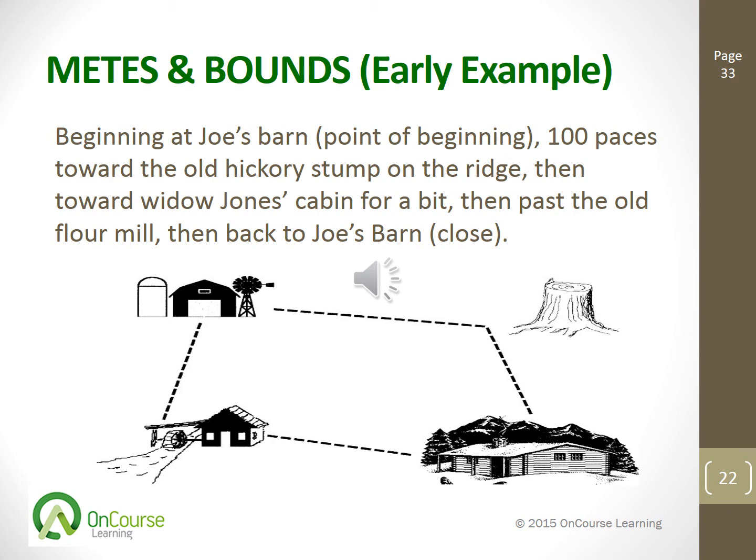Well, it doesn't take much imagination to see the problems with that. The stump got pulled out or washed away. Widow Jones left. The other one burned down. The flour mill is no longer used, et cetera, et cetera. But this is an actual early example of meets and bounds. And we'll talk a little bit more about this when we get to the next slide. So let's go. Next slide, please.